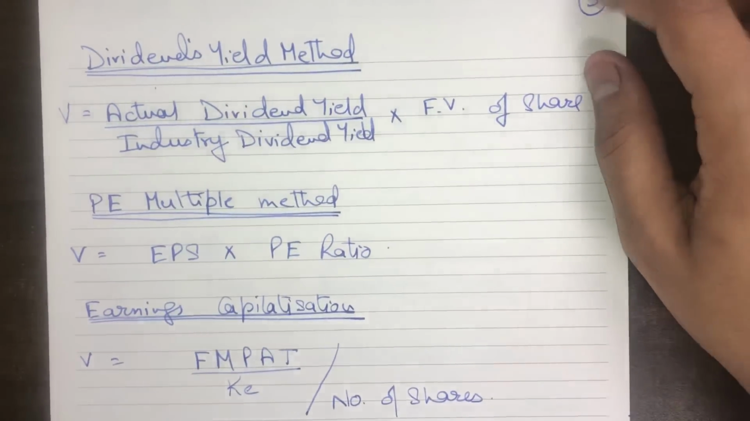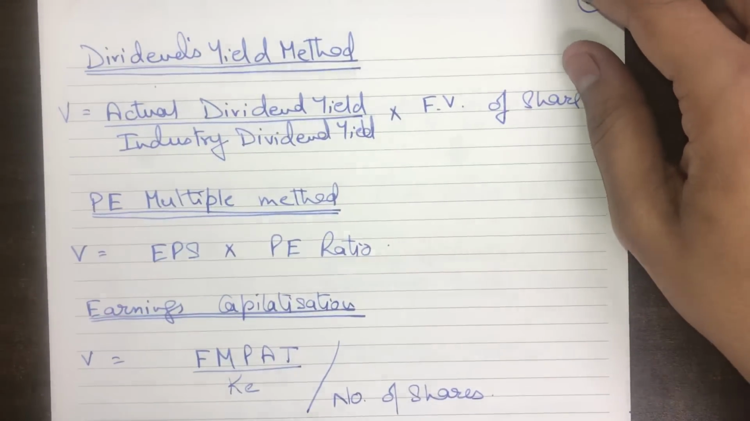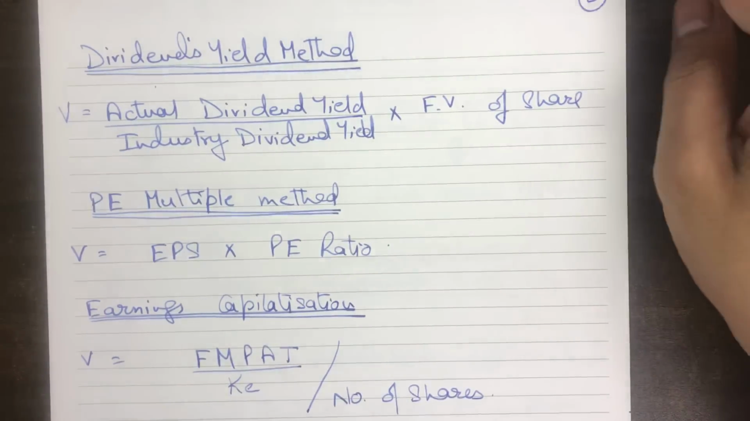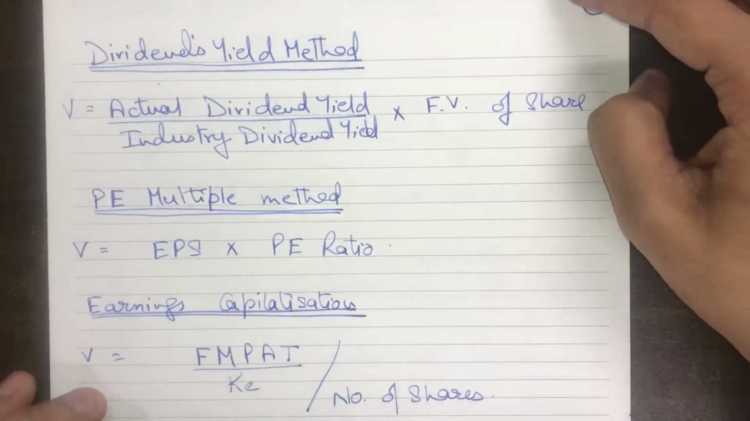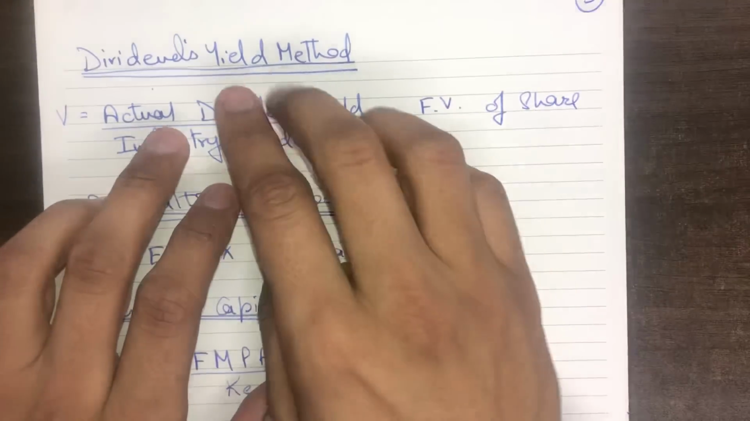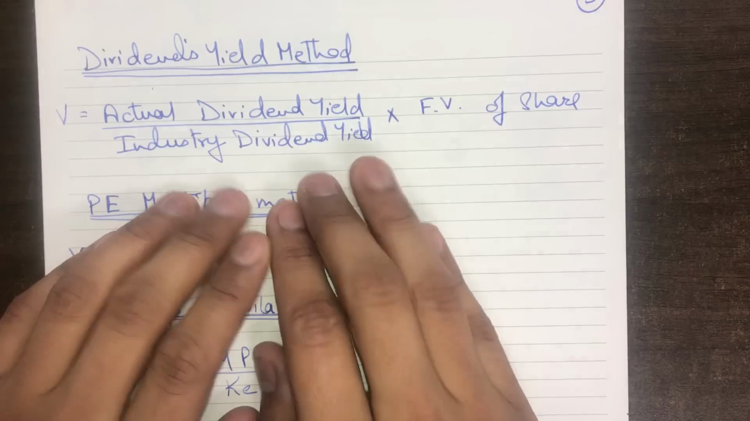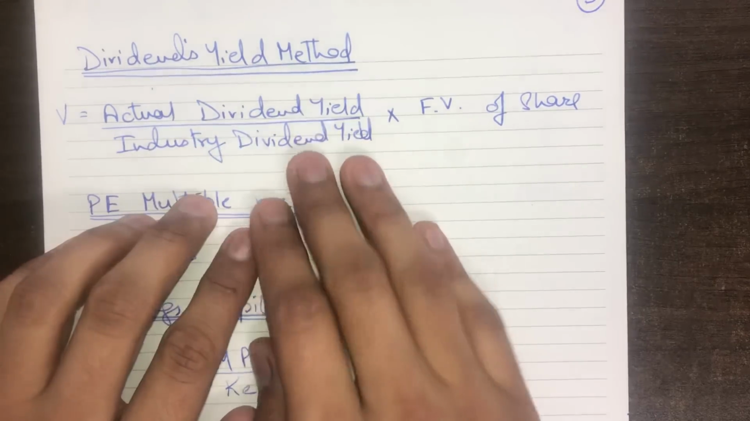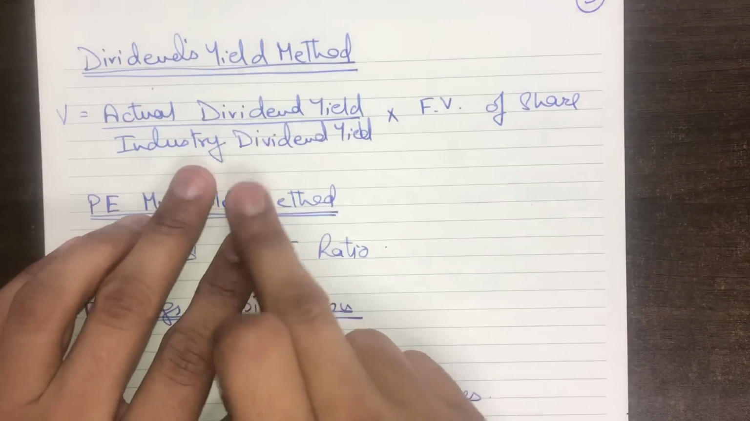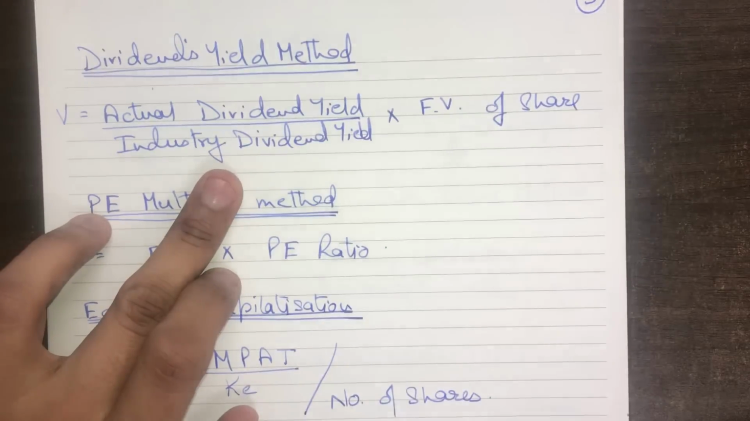So this was the method of super profit, calculation of goodwill, and NAV we have already discussed. In NAV, we have to insert the value of goodwill and then compute the NAV. Now coming on to the four methods which are relatively easy and which are relatively less important than NAV method. Method number one is dividend yield method. The formula is actual dividend yield divided by industry dividend yield multiplied by face value of the shares.